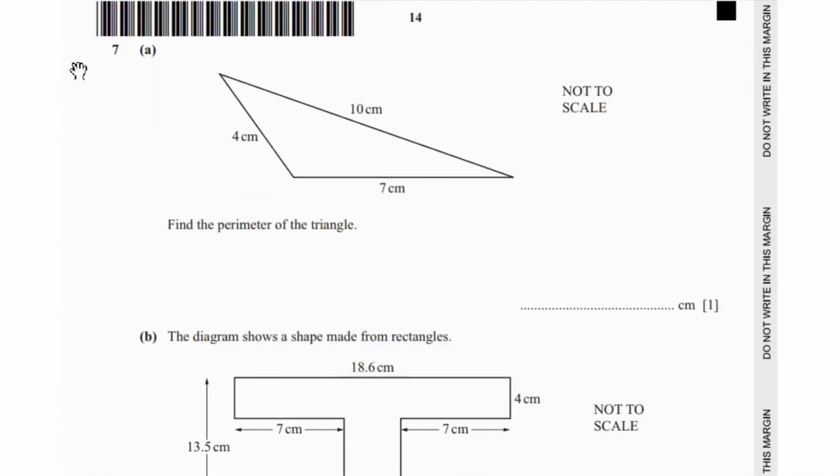Question 7 says, find the perimeter of the triangle. So perimeter is the boundary of the shape. So that means we're going to add up the given lengths. And that's going to be 21 centimeters.